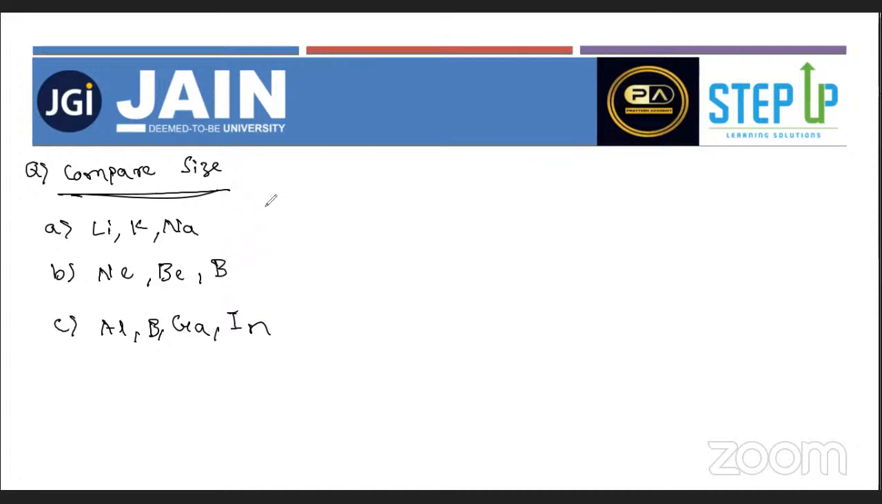Today's first answer, we have given lithium, sodium and potassium. Normal trend, good. Dipesh is right, the first one is right. Moving down the group, size increases. So lithium, sodium, potassium. Next.